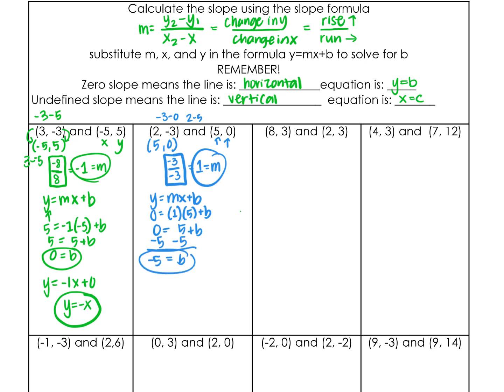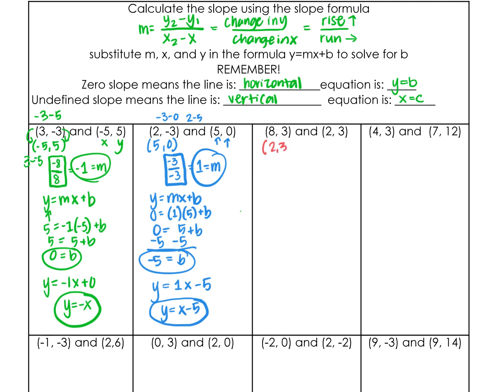I have enough information now to write my equation. I have y equals 1x minus 5. Another way we can write it is just y equals x minus 5. Again, it was -5 because our y-intercept was negative. Let's try a couple more examples.